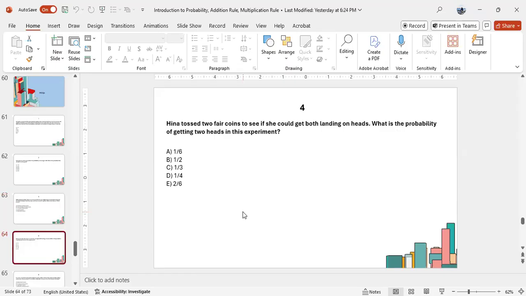Hina tossed two fair coins to see if she could get both landing on heads. What is the probability of getting two heads in this experiment? A, 1 by 6, B, 1 by 2, C, 1 by 3, D, 1 by 4, E, 2 by 6.